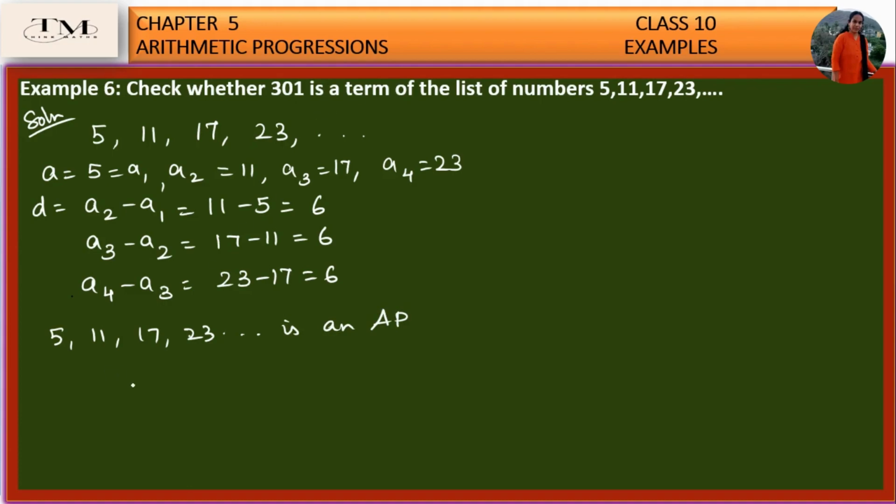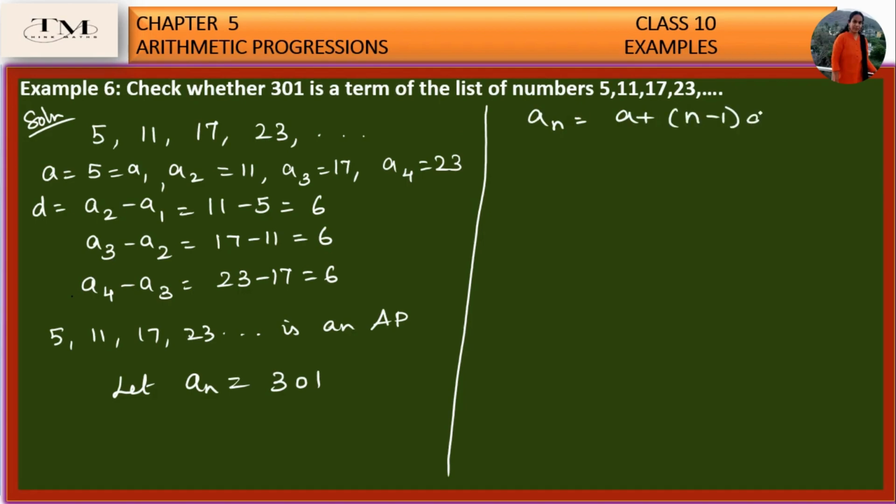Suppose it is a term, let us assume an equals 301. Then we should get n as a natural number or counting number. We know an equals a plus n minus 1 into d. What is an? 301. A is the first term, which is 5, plus n minus 1 into d, which is 6. So it will be 5 plus n into 6, 6n, plus minus 1 into 6, which is minus 6.